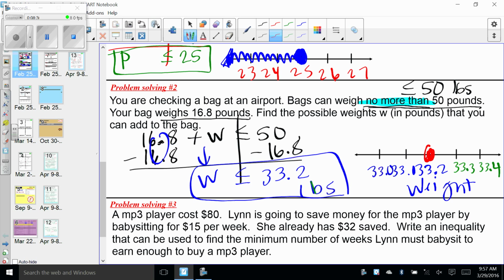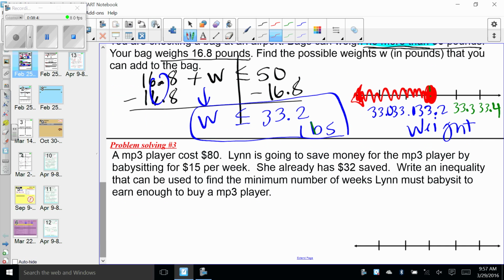We're going to have a closed circle at 33.2 because it could be exactly equal to that or anything less than that I can add to my bag and still be in the okay range where I wouldn't have to pay additional fees as I check through security.